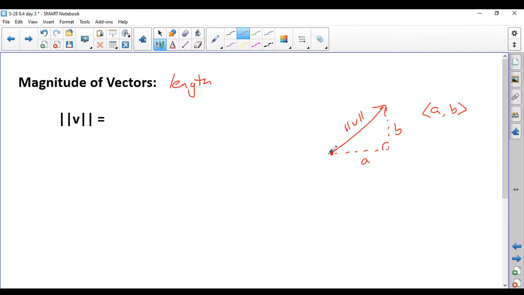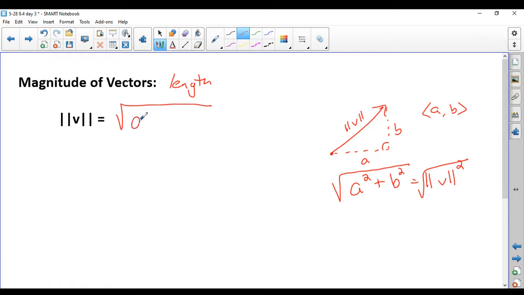Well, if we have the x and y components, we have the length of the legs of that right triangle. Legs squared plus legs squared equals hypotenuse squared. The way that we find the magnitude of the vector is to take the square root of each side of this equation. The magnitude of the vector is equal to the square root of a squared plus b squared.